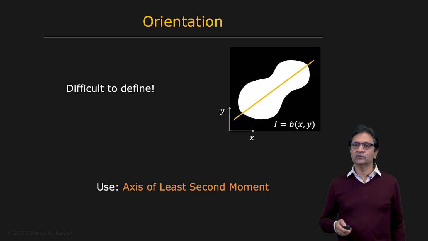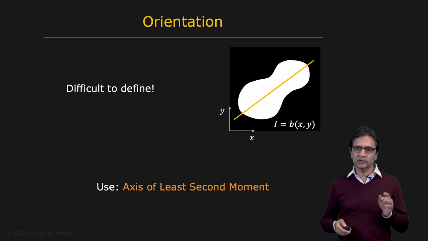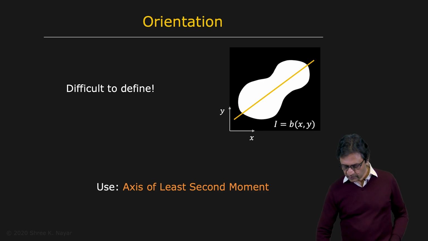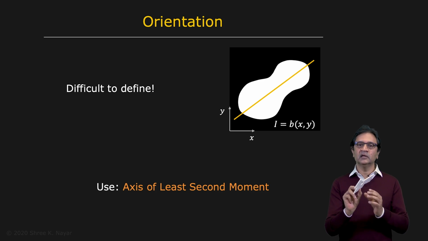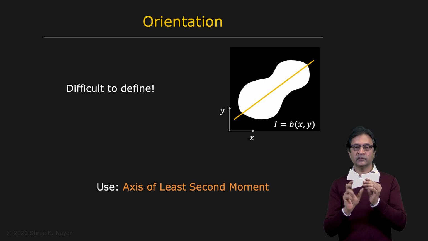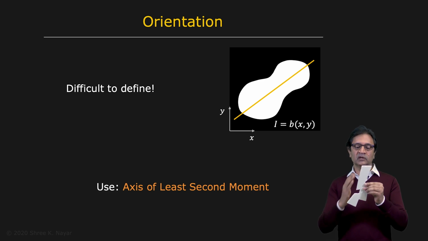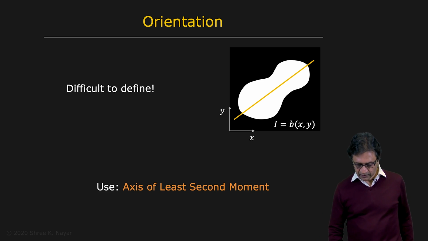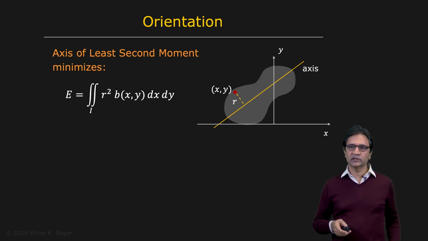So for that, we're going to use the second moment. We're going to define the orientation as the axis of least second moment. What does that really mean? There exists an axis around which, if you spin this object, it's going to require maximum effort. And there is another axis around which it's going to require minimum effort, minimum moment. The one that gives you minimum second moment is the axis that we're looking for. Okay, so we want to find this orientation.